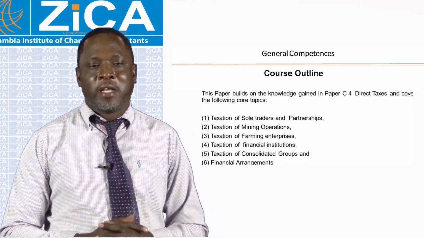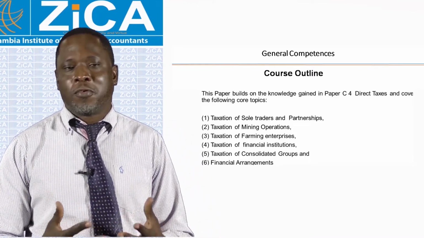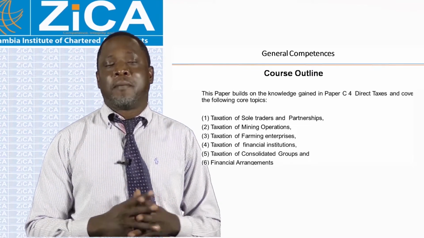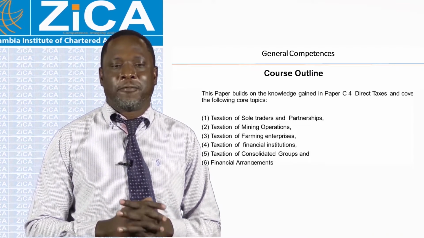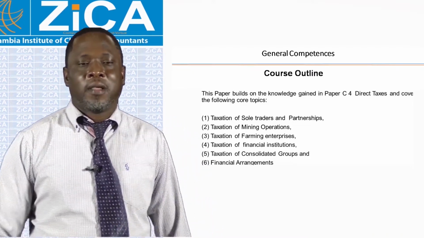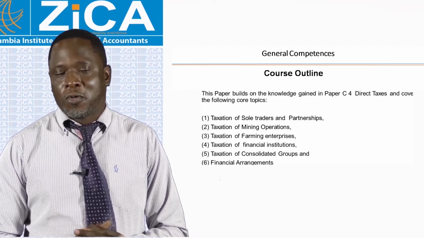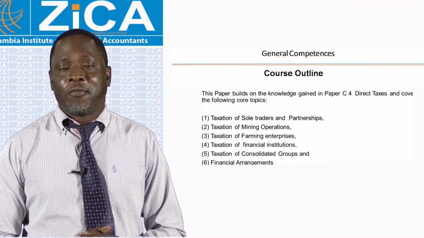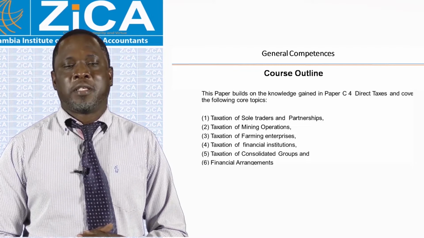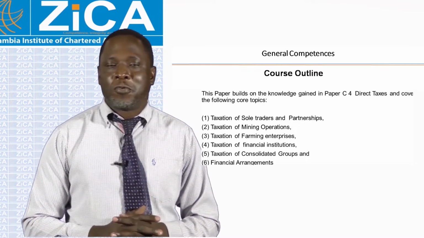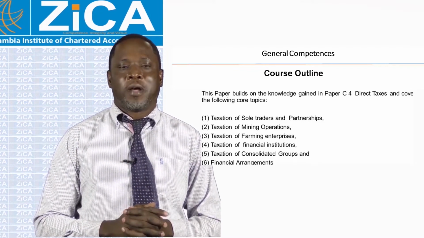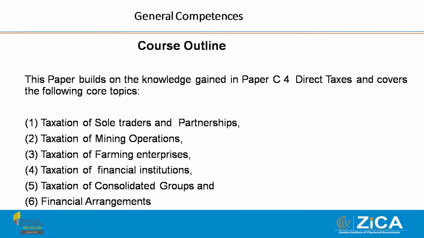companies engaged in mining operations. You should also be able to deal with tax liabilities for companies engaged in farming. Then, one other core topic is the taxation of consolidated groups. Then you should also be able to deal with financial arrangements. So those are the 6 core areas of the D3 syllabus.